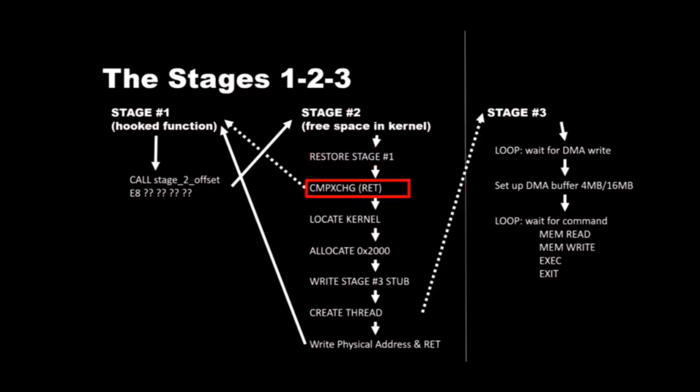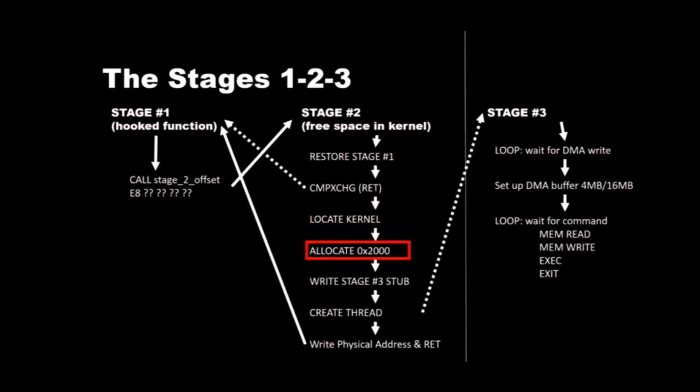Then we check if we are the first thread running here. We might run in a multi-threaded environment. And if we are not the first thread running here, we immediately jump back to the now unhooked stage 1 function and resume the normal execution flow for that kernel thread. But if we are the first thread running here, we locate the base of the kernel, and we need that in order to look up some function pointers that we are going to need later on. For example, we need those function pointers in order to allocate 2 pages of memory.